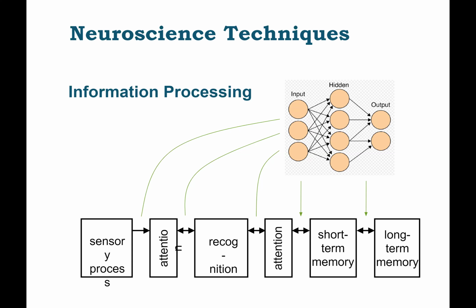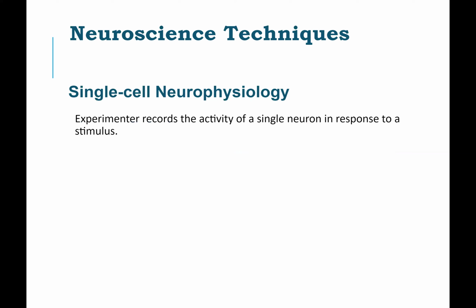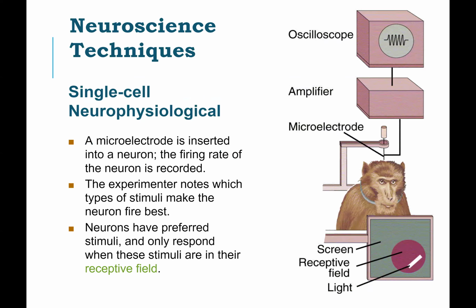Questions? All right. So we're going to talk about some different techniques for neural recording and for experimental design in neuroscience, because we're going to see them as you read papers and as we go through this course. So it's good that you're familiar with them. Single cell neurophysiology is really about recording activation from single cells.